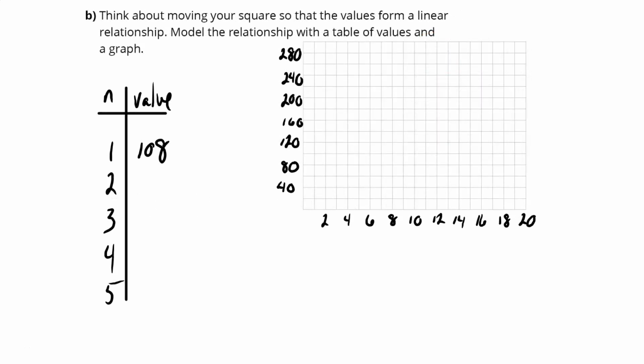And as I keep going along, I'm basically going to be adding 9 each time. So I'm going to be at 126, then 135, and 144. I can go ahead now and plot those coordinates over 1 up to 108, somewhere about there. 2 goes to 117. 3 goes to 126, 4 goes to 135, and 5 goes to 144.